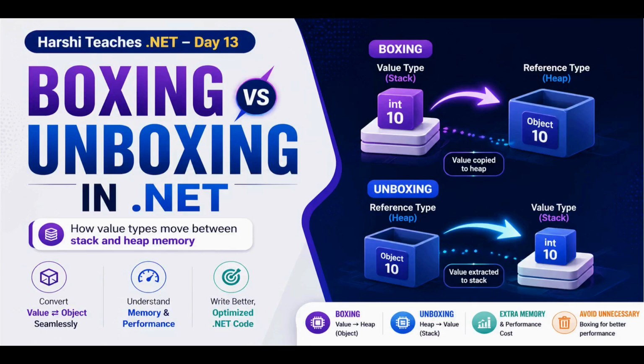In the last few videos, we learned what stack and heap are, and what value types and reference types are. Now, let me ask you a simple question. If we have a normal value like int, can it behave like an object? And if yes, what happens inside that memory? Does it stay in stack or does it move somewhere else? And can we get it back again? You'll be having these kinds of questions in your mind, right? But don't worry, it's actually very simple. Today we're going to understand this clearly using boxing and unboxing in .NET.